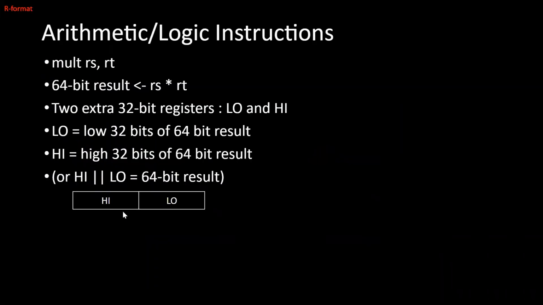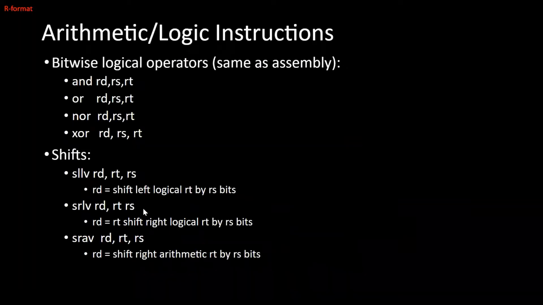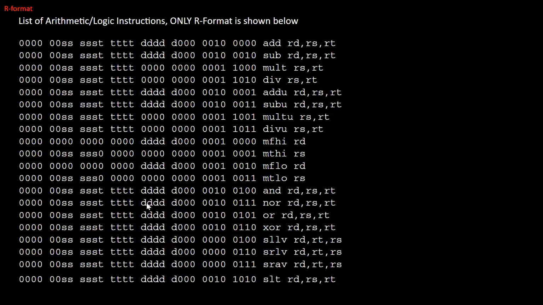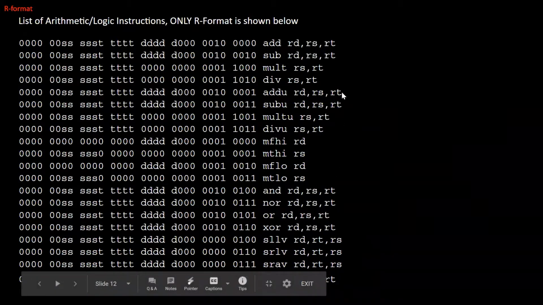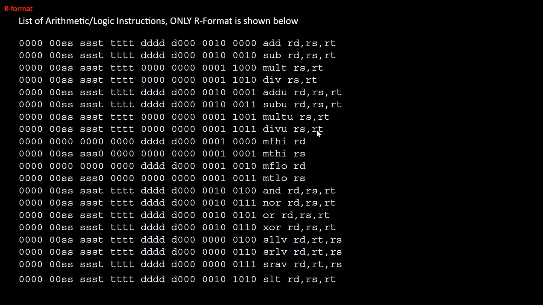These are some examples, and we talked about this. Here is the list of the R format instructions, and we can look at these to know the pattern of each one. Most of these have 2 registers. Some of them have only 1 or 2 registers, but when the other registers are not set, you get a bunch of zeros in your pattern.